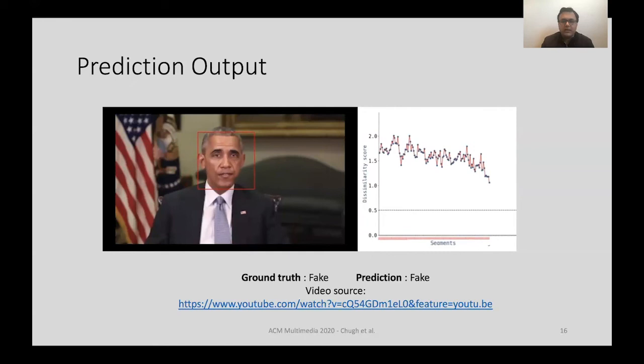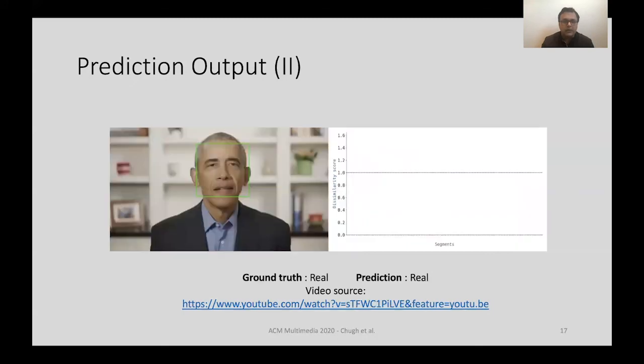So as you can see here, the plot shows that the dissimilarity score is quite high for this video, as there is a dissonance between the audio and the visual streams. Now let's look at another video which has not been manipulated. And please notice the plot on the right, and particularly the dissimilarity score.